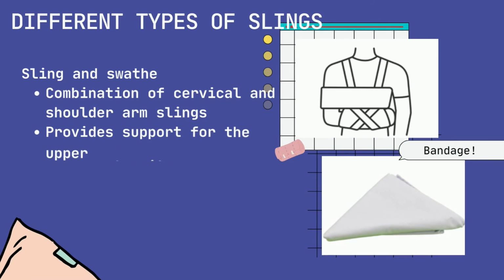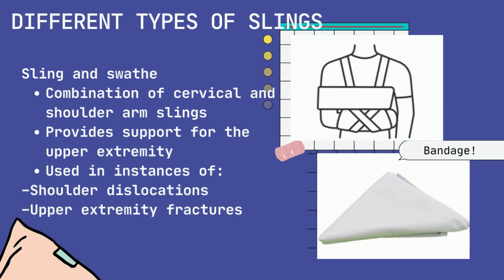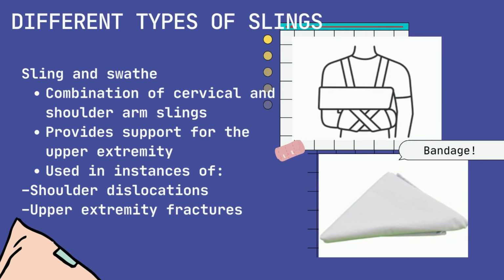Number 3. Sling and swathe. A combination of cervical and shoulder arm slings. Provides support for the upper extremity. Used in instances of shoulder dislocations and upper extremity fractures.